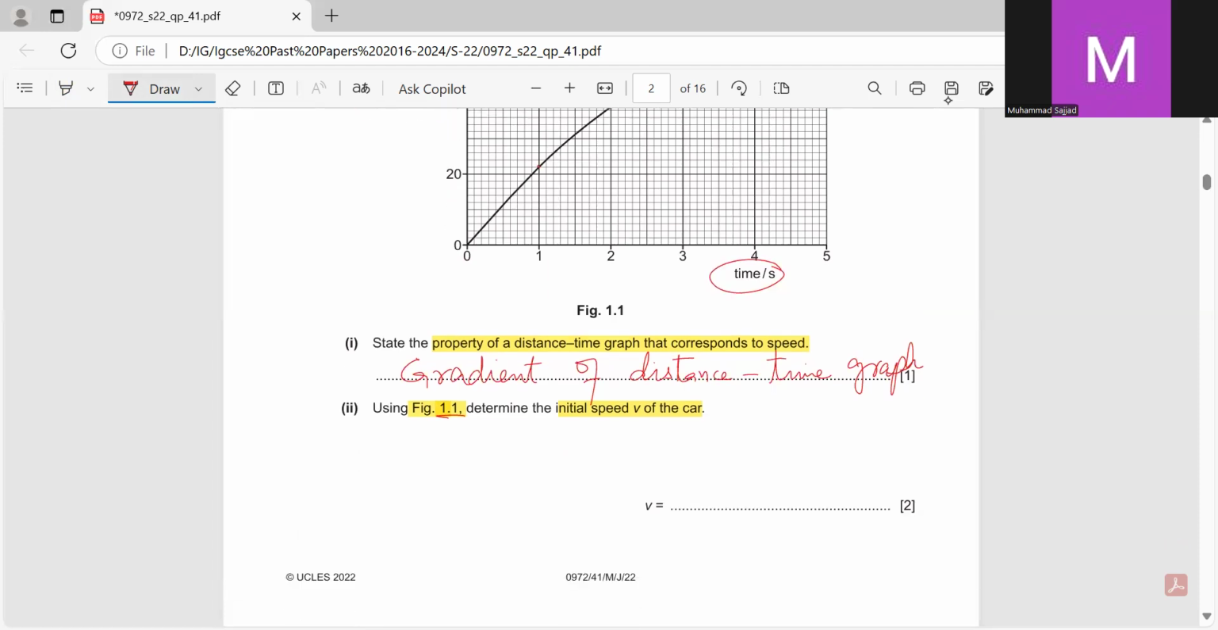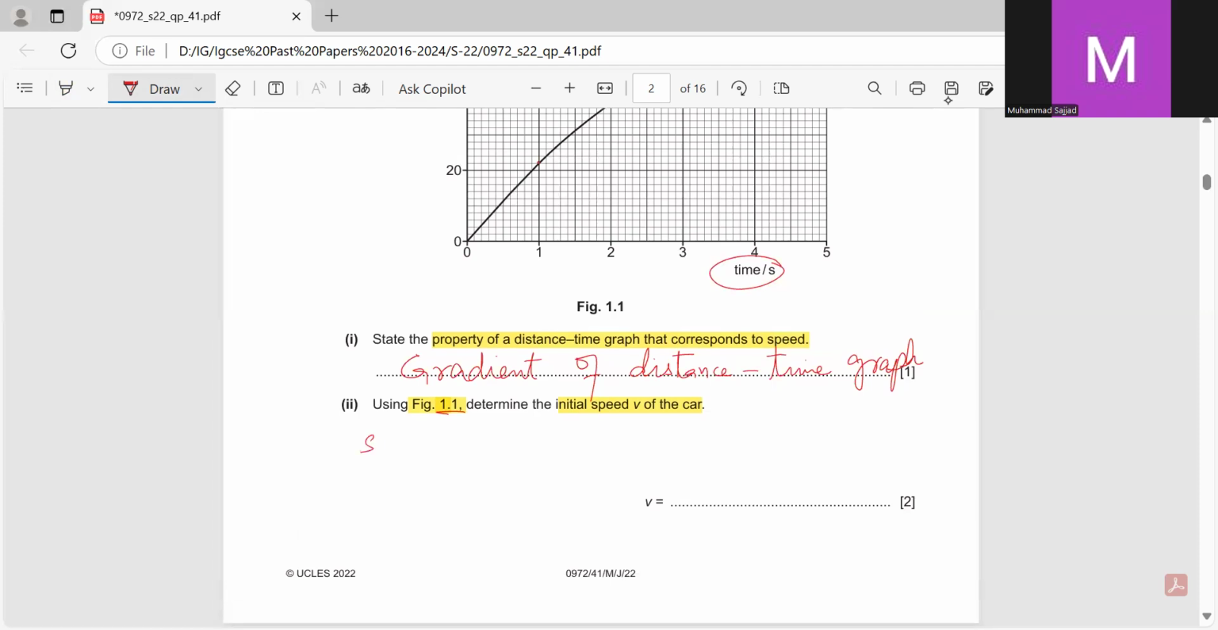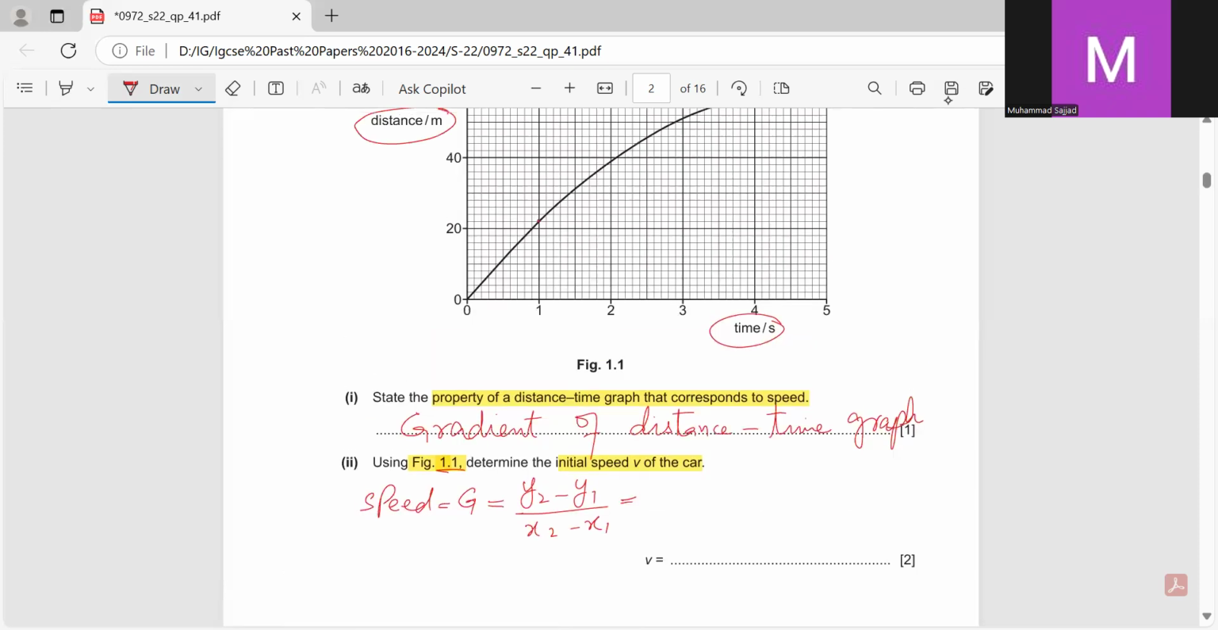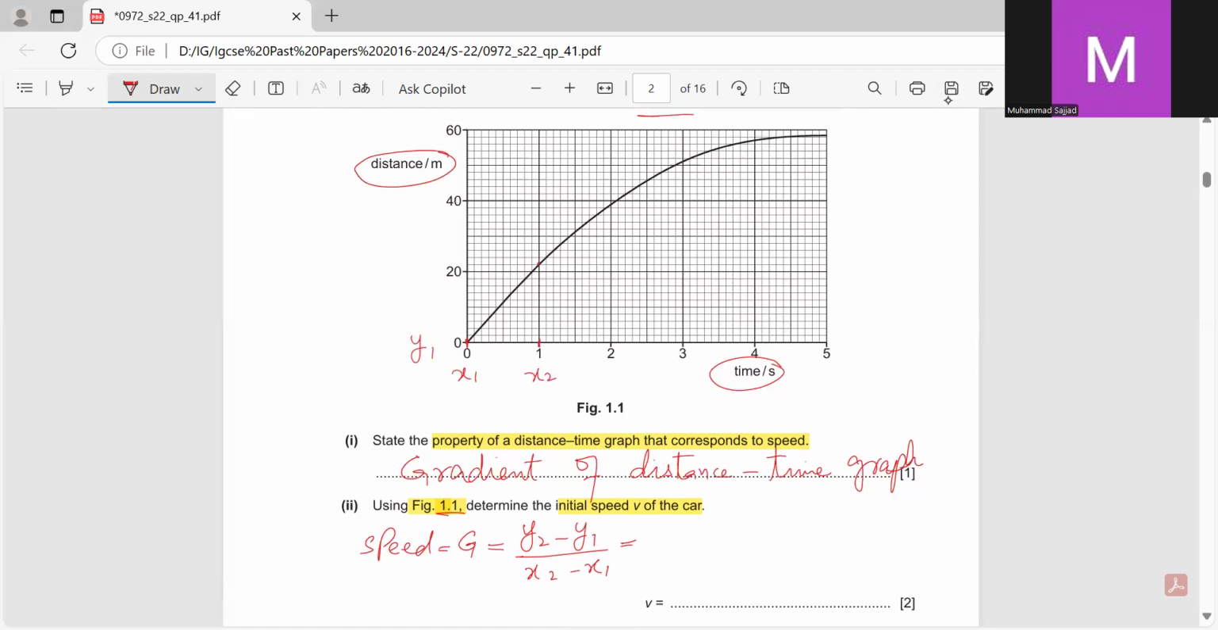So my dear friends, initial speed means speed equal to gradient. I'm writing g for gradient. That is equal to y2 minus y1 over x2 minus x1, or distance over time. Now the starting point here is x1, this one value is x2, here this value is y1, and one box ahead, this is y2. So see, what is this?